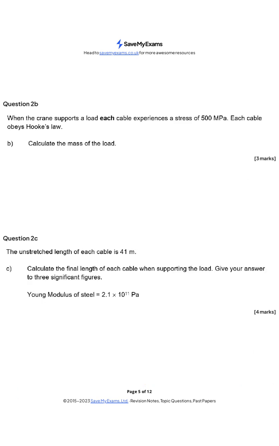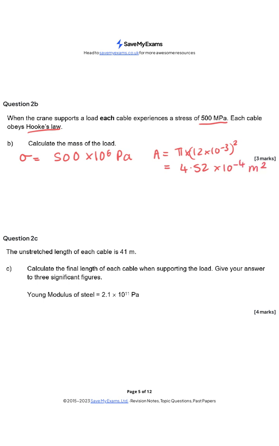Question 2b. When the crane supports a load, each cable has a stress of 500 megapascals and they obey Hooke's law. Calculate the mass of the load. So let's write down what we know first. We've got our stress from the question, 500 megapascals, which is 500 times 10 to the 6. And we worked out the area in our last question, which was pi times 12 times 10 to the negative 3, and we squared all of this. So that gave us 4.52 times 10 to the negative 4 meters squared. Then we need to think, what else do we know?